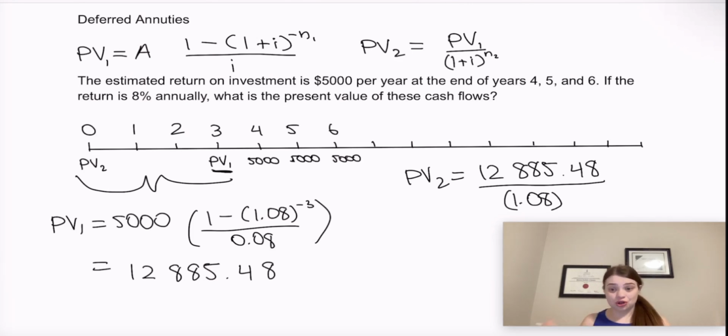Now, n2 is actually also 3, but for a different reason. It's because between year 0 right now and year 3, there's a 3-year gap there. So that's why that one is going to be 3 as well. They generally won't be the same, but in this case, they are. So I'm going to do that. $12,885.48 divided by 1.08 to the power of 3, and that is equal to a bit less, $10,228.91.